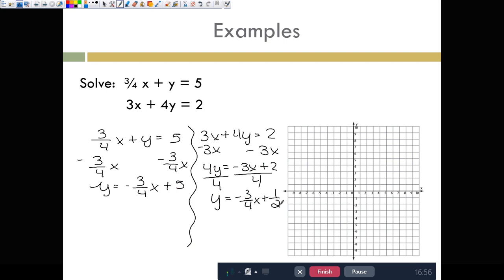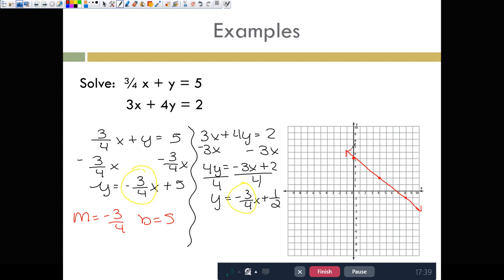So I can see right now that my slopes are the same. So I could say that these have no solutions. However, it's asking us to graph, so I still need to graph them. So in this equation here, my m is negative 3/4 and my b is 5. So I'm going to start at 5. And I'm going to go down 3, 1, 2, 3, and to the right 4, 1, 2, 3, 4. Then draw my line.